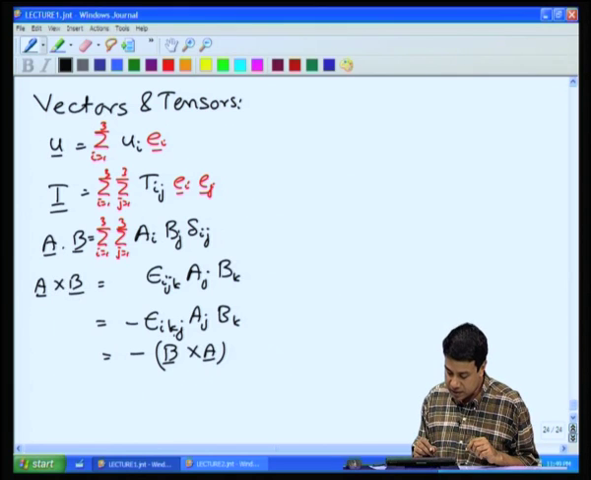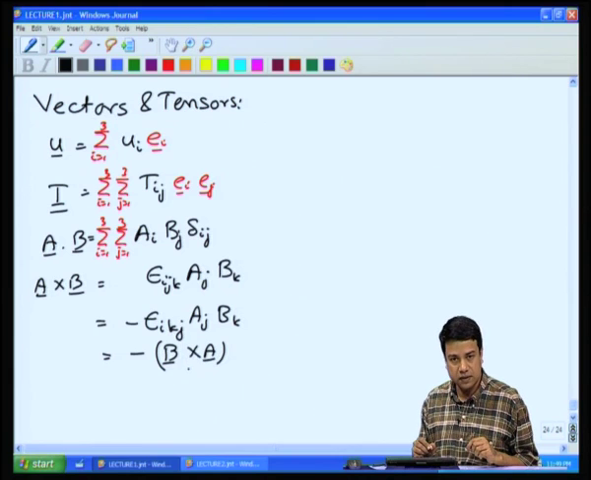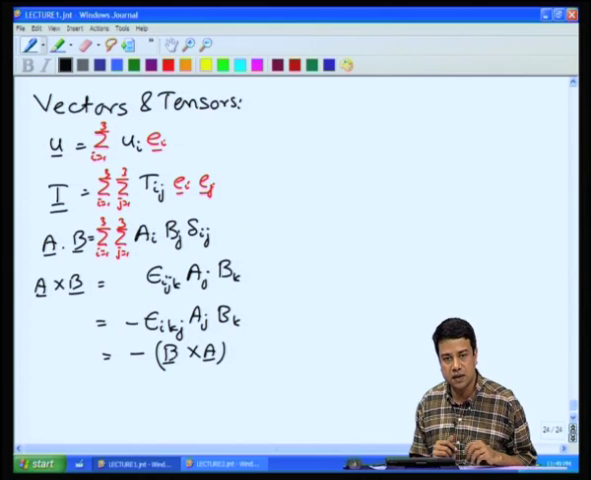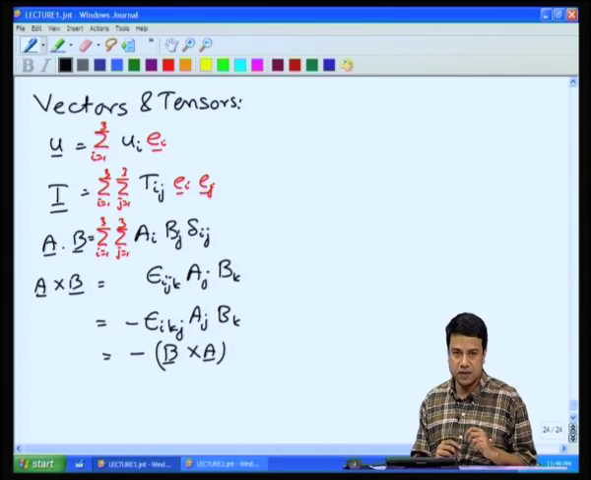Therefore, epsilon ikj means that I have to take the second index, b crossed with a. Okay. And because the tensor is antisymmetric, I get the familiar result that a cross b is equal to minus b cross a. Okay.